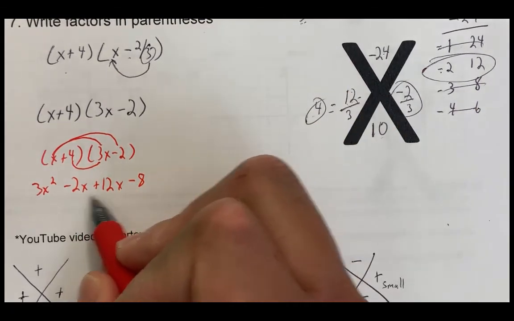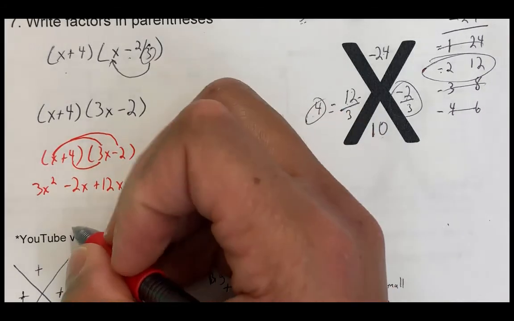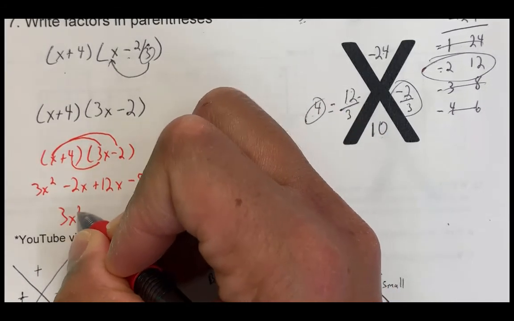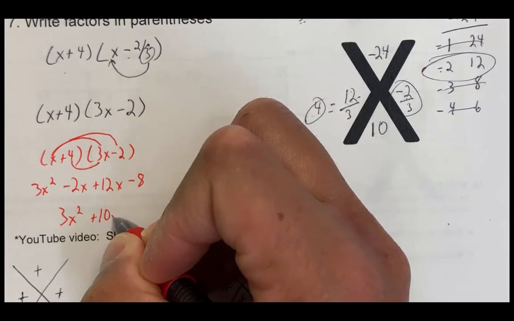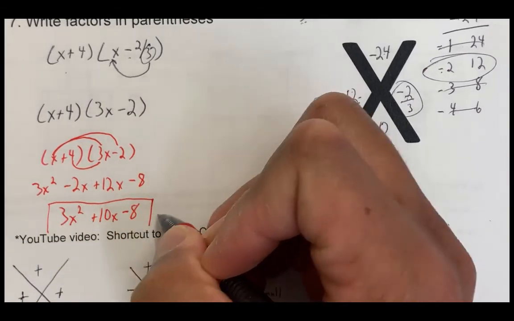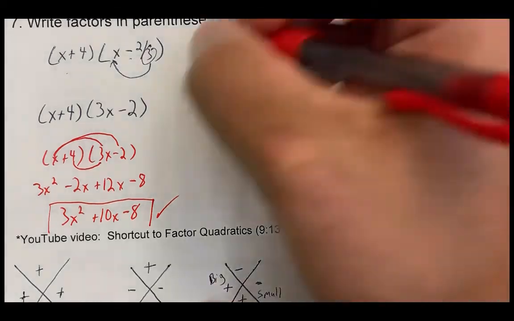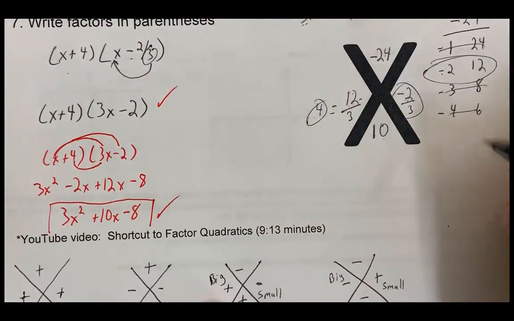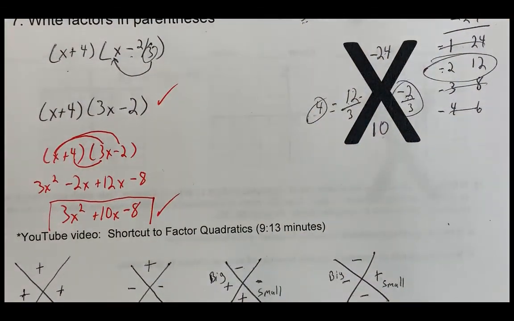And then we combine our like terms in the middle, just like we were doing in section 8.3, and we end up with 3x squared plus 10x minus 8, which is exactly what we started with, which means our factoring was right, okay? All right, that is Factor with the Magic X.